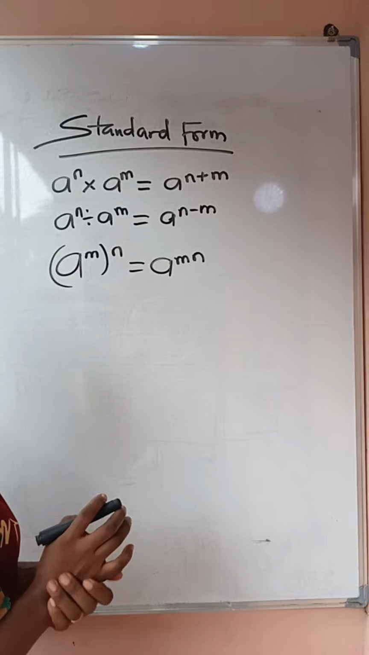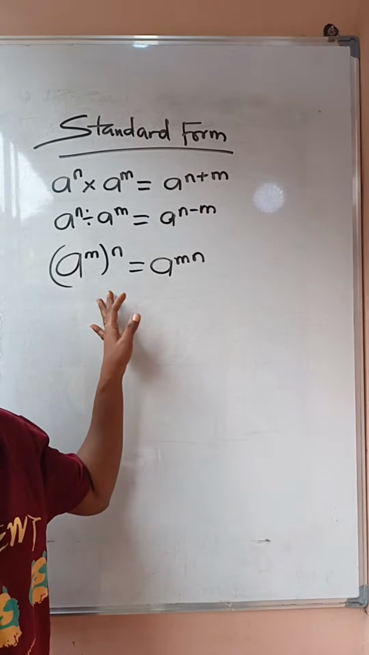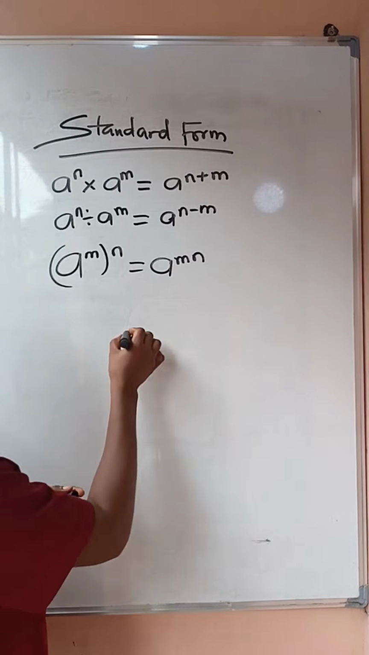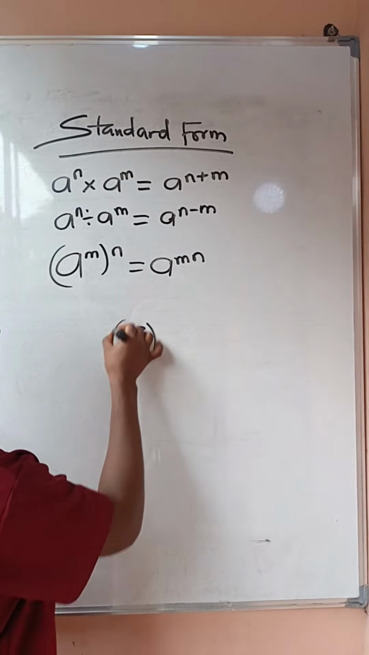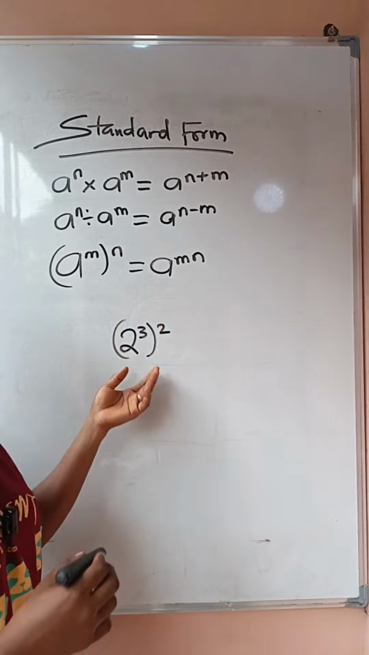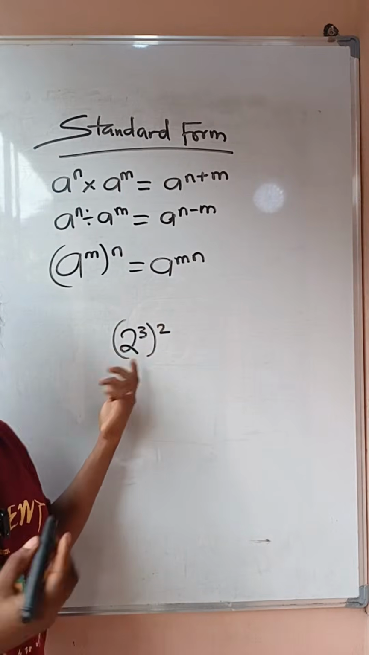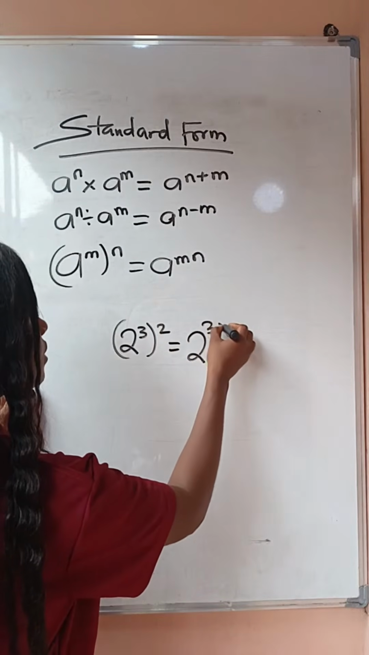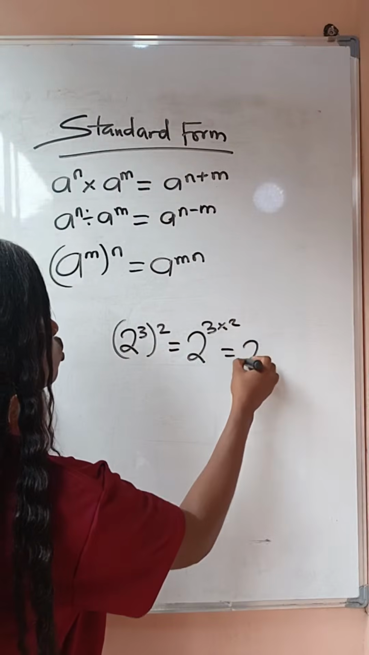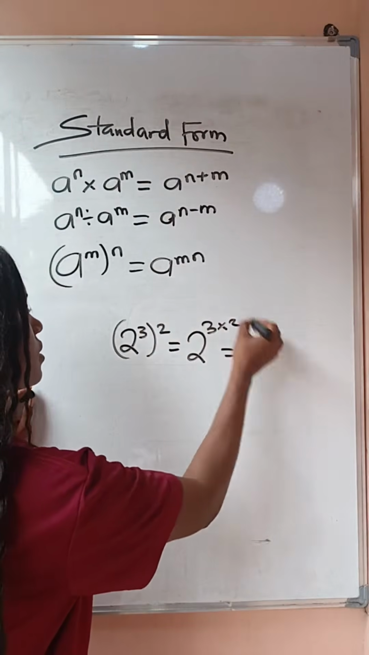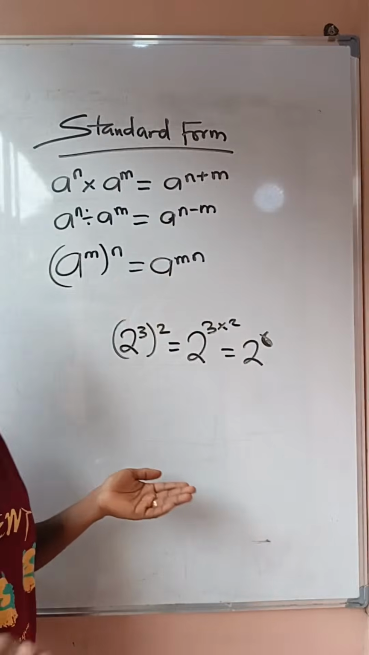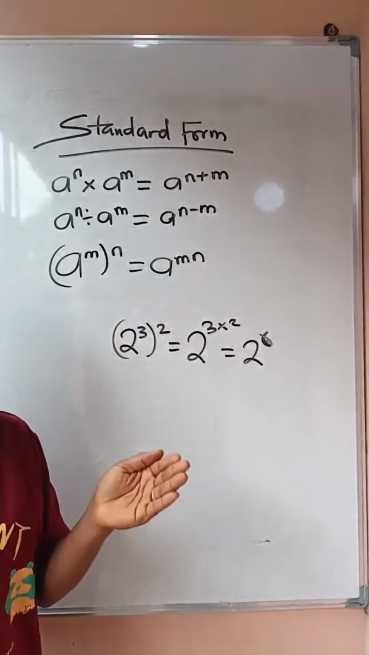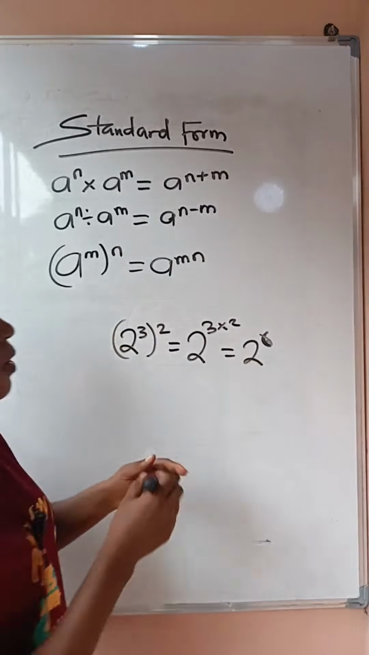Thank you for joining. Now, this particular law is telling us that if you have something in this form, for example, 2 to the power of 3 raised to the power of 2, it says that you should solve this as 2 to the power of 3 times 2, which is the same thing as 2 to the power of 6. That is just it. So 2 to the power of 3 raised to the power of 2 is the same thing as 2 to the power of 6.